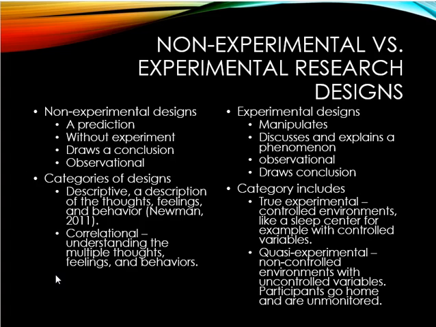Now, categories of designs: descriptive is a description of thoughts, feelings, and behavior. As you know, correlational is understanding the relationships among multiple thoughts, feelings, and behaviors. Down here you can see the difference between the categories. One is a controlled environment, the other is uncontrolled, where the variables are also uncontrolled.